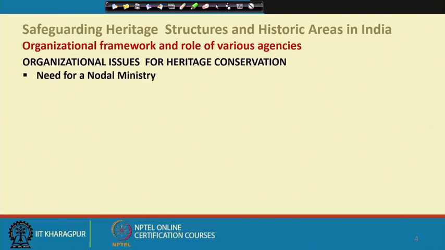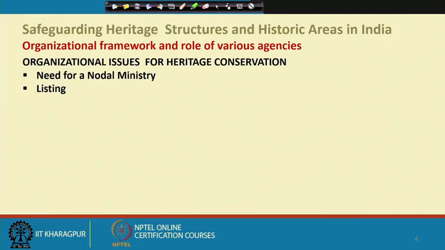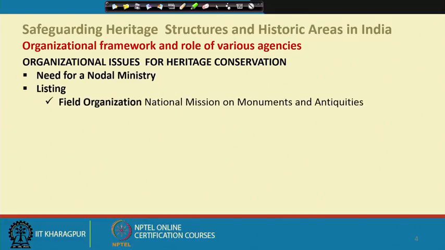So, he identified that there is a note for the nodal ministry, that the listing has to be very important, and field organizations like the National Mission of Monument and Antiquity had done a lot of work at the national level. So, there is no need for repeating things. We have to have access to that and see where the gaps are, how it can be updated, and how the information can be made available to all. And if there is some need for a heritage regulation in a local context, that has to be done.